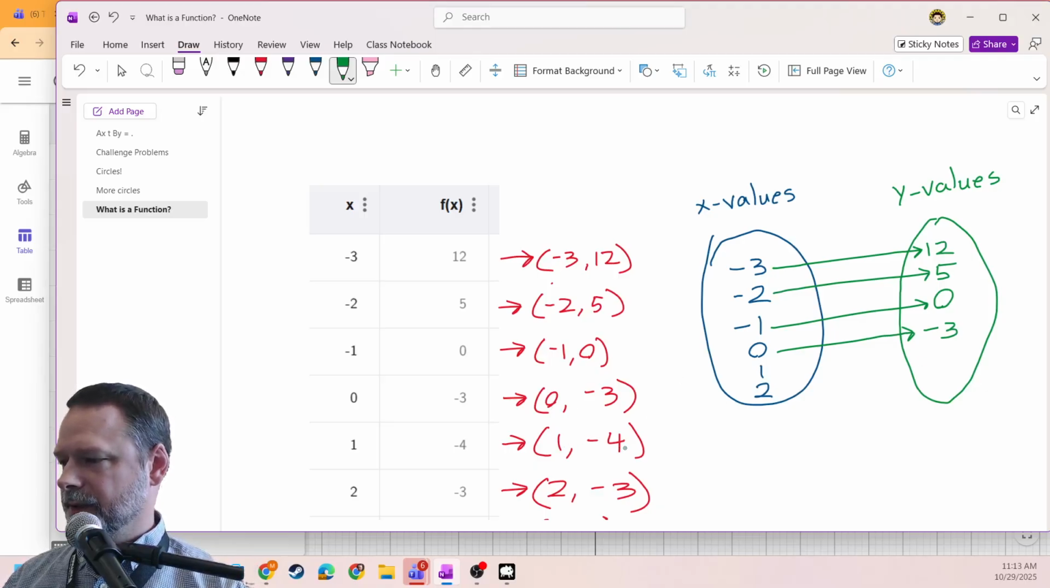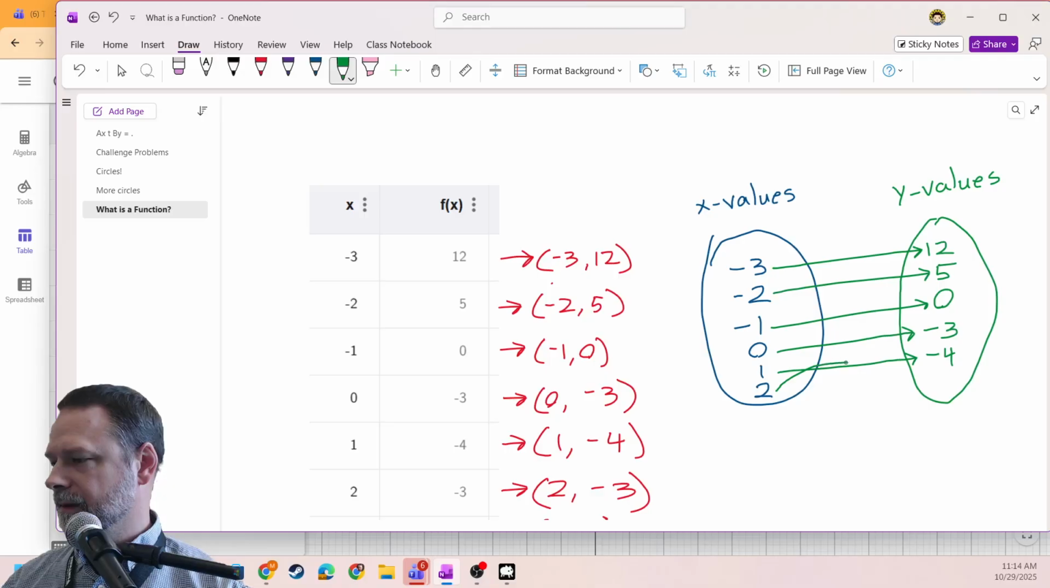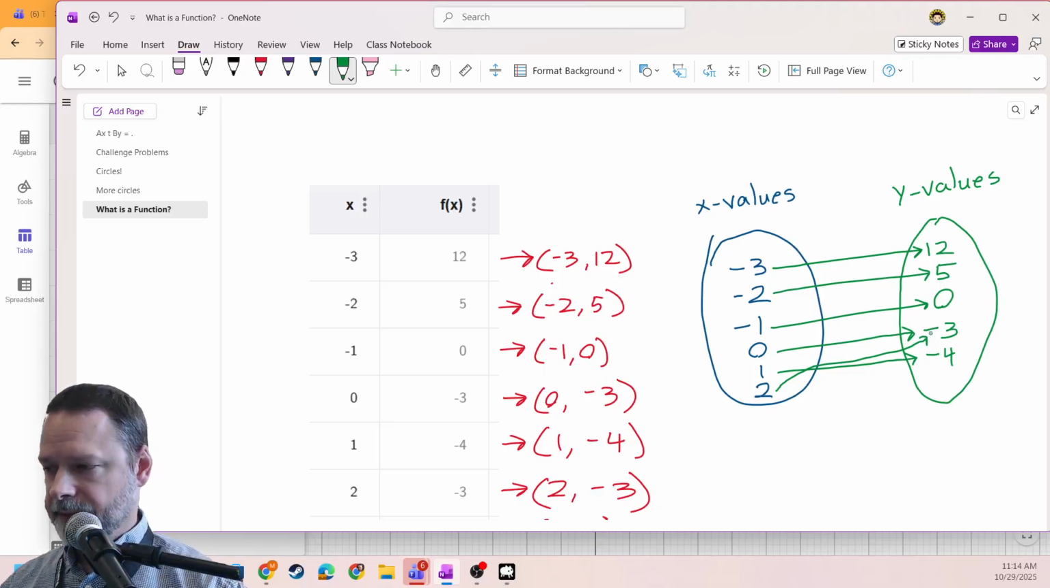Okay. 1 goes to -4. We have a -4. 1 goes to -4. And then, hey, I have -3 again. 2 goes to -3. So I'm going to draw another arrow from 2 to -3. All right. So 0 and 2 both go to -3. Is that okay? If we go back to our definitions, yes.